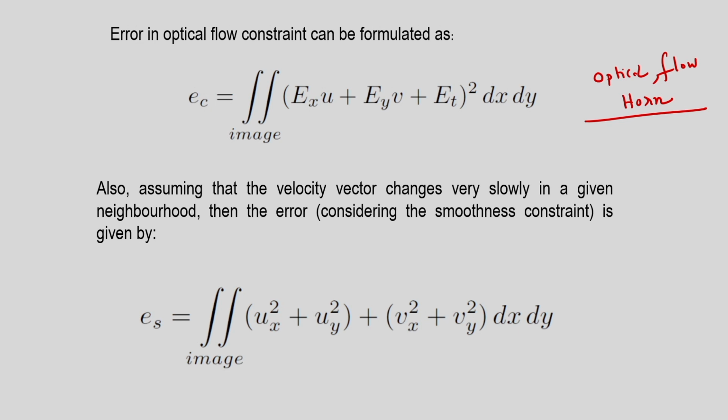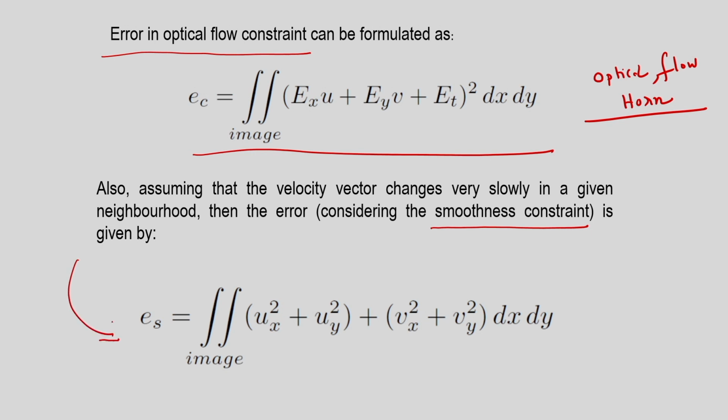So for this we have to consider error in optical flow constraint. So this error I am considering, and also we have to consider another assumption, that is the velocity vector changes very slowly in a given neighborhood. That means the motion is very slow. So this assumption I have to consider, that is nothing but the smoothness constraint, and based on this I am having this equation, that is nothing but the smoothness constraint.